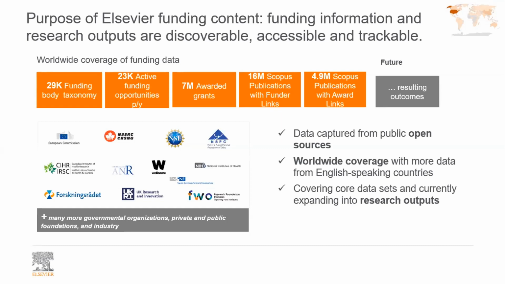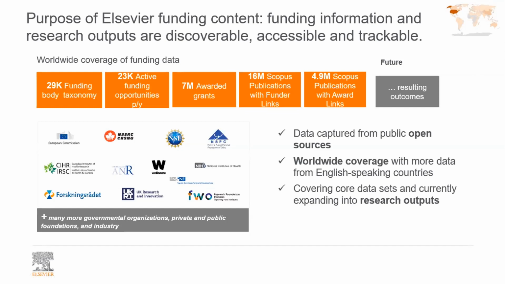And when we talk about what type of funding data we cover in Elsevier, there are multiple types of data sets. Let me walk you through all of them. So first of all, it's about the funders. Elsevier creates and maintains a funder taxonomy of about 29,000 funders worldwide. And actually we share this taxonomy with Crossref. By sharing it with Crossref, we are helping researchers to link their publications with their funders.